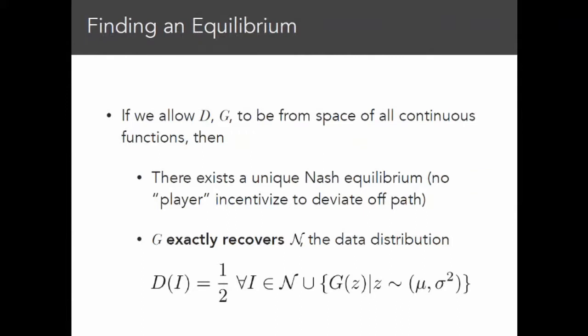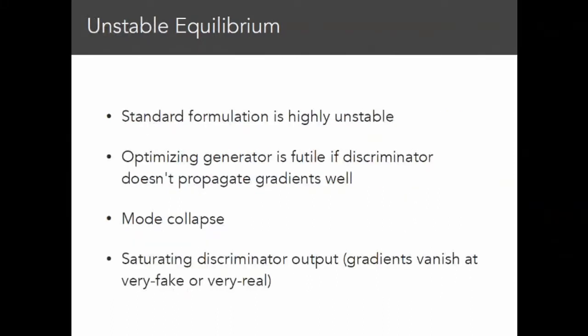If we allow the discriminator and the generator to be drawn from the space of all continuous functions, clearly we can't do that, but if we could, then there exists a unique Nash equilibrium. This Nash equilibrium results in G exactly recovering the data distribution, and the discriminator outputting a probability of 1/2 in the union of everything from the data distribution and my synthetic space. This is all kind of pipe dreams, unfortunately, since we can't have D and G drawn from the space of all continuous functions. So what happens in practice? The standard formulation that I described two slides ago is actually highly unstable.